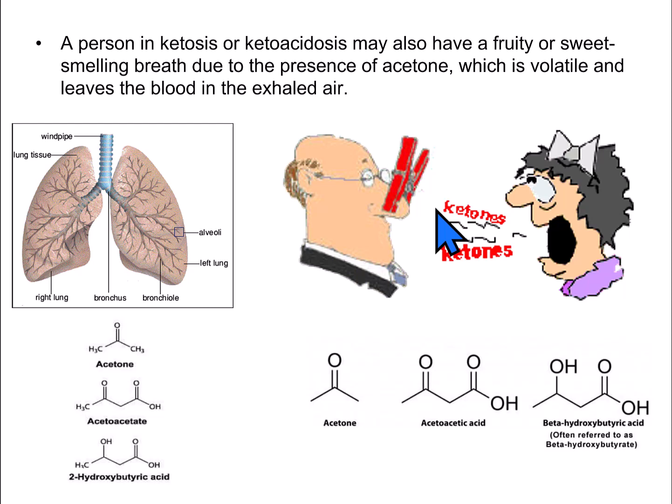Acetone is volatile and can leave the blood in exhaled air. So as that blood goes in these capillaries that are surrounding the alveoli, some of that acetone can move into the alveoli and be exhaled. And you can smell that acetone on a breath in somebody who is in ketosis, and especially those in ketoacidosis.